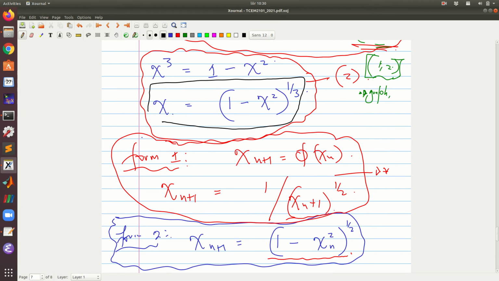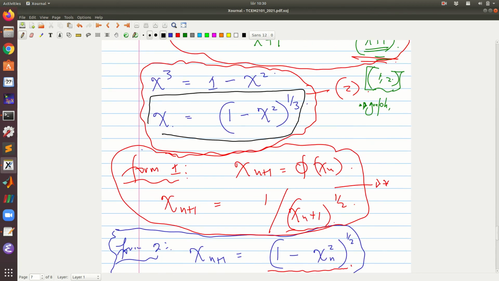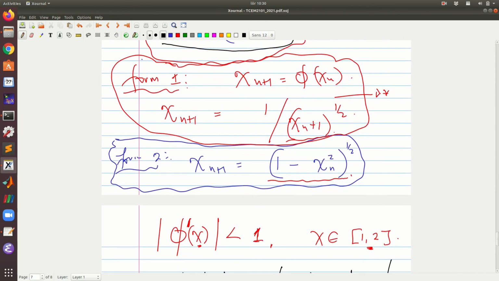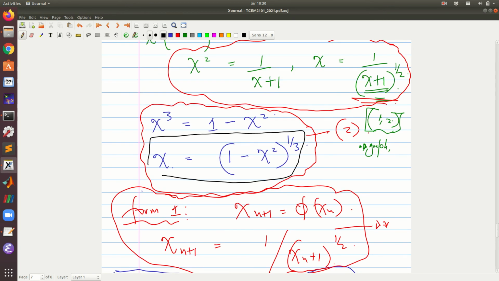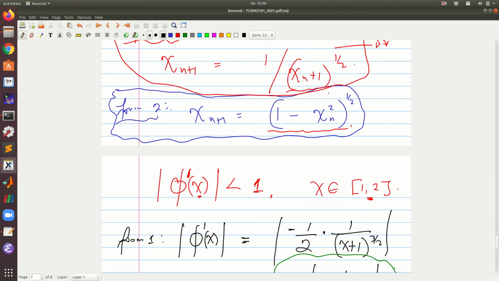Yeah, I don't see it. Where did I write? Okay, yeah, it is this form here. I think this was confusing me. It is not 1 minus x squared, it is 1 minus x squared to the power 1/3. This is not 1/2, this is 1 over 3, the form 2.